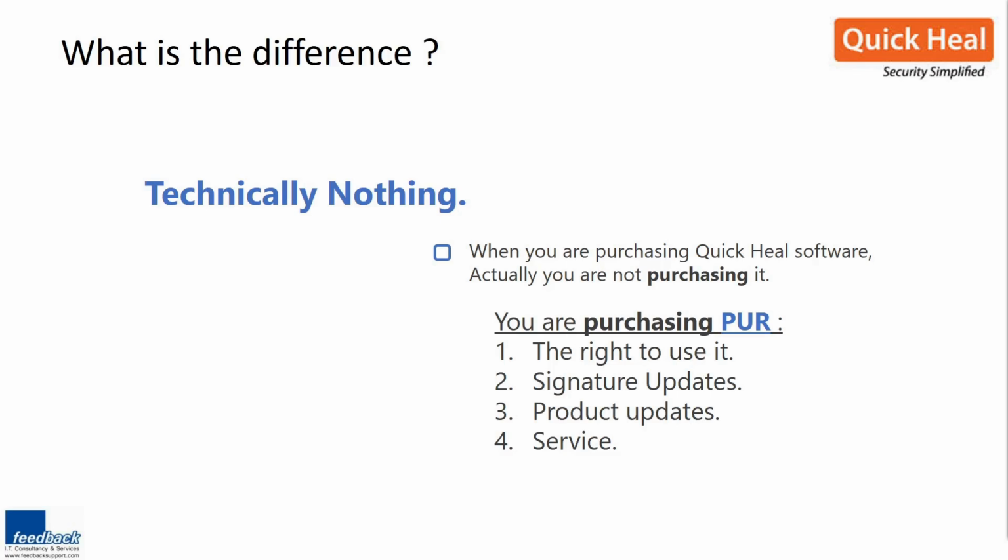You are purchasing the PUR. That means product user's right. That includes the right to use the product for the subscription period, the signature updates, product updates, and service for the entire subscription period. Then, where lies the problem?